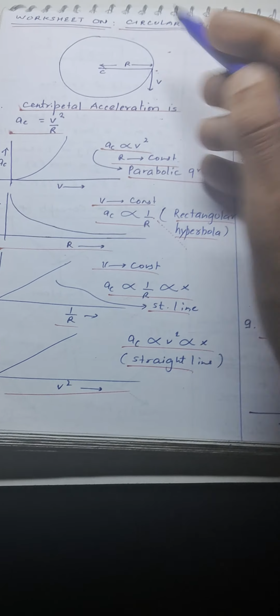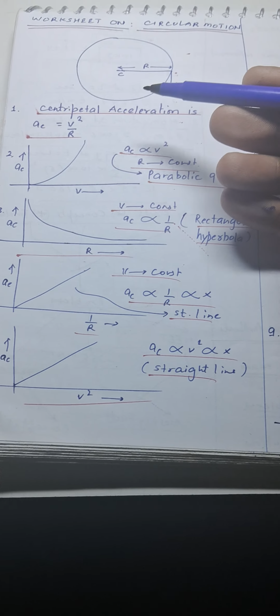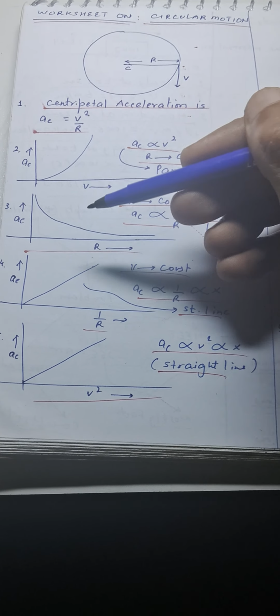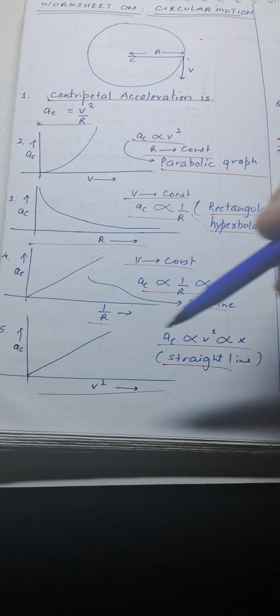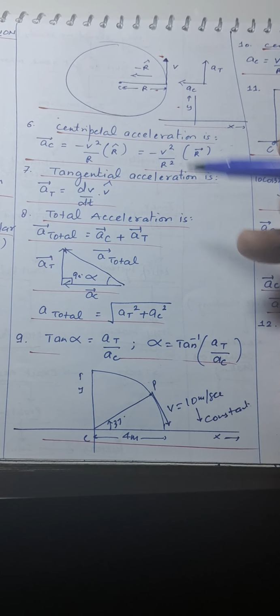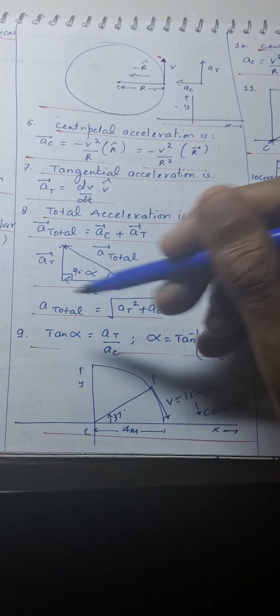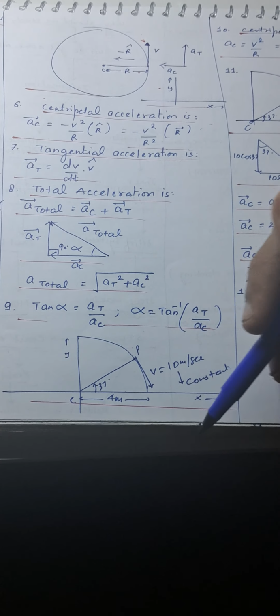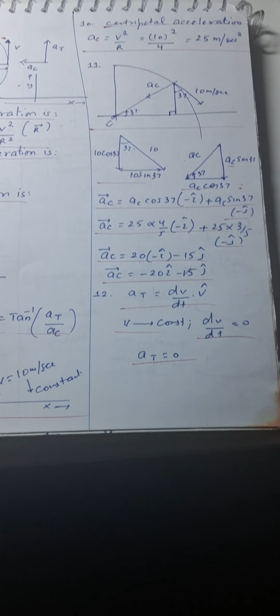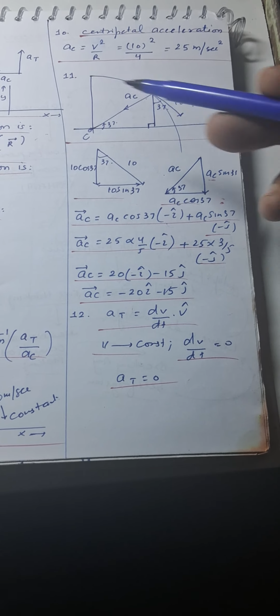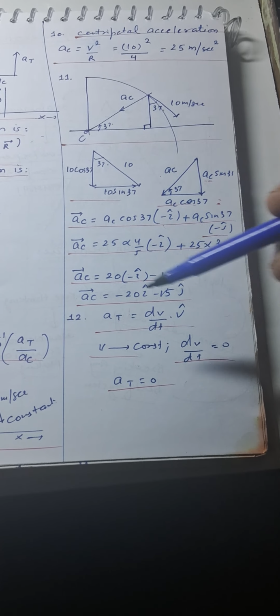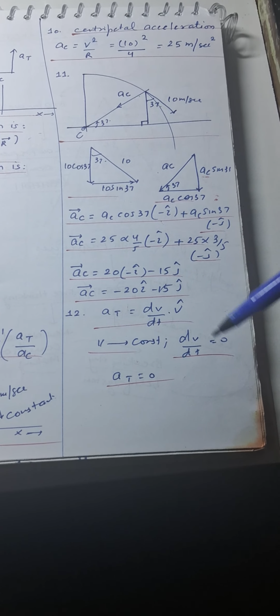Then we have another worksheet on circular motion, on centripetal acceleration, graphical variation with speed, radius, 1 by r, v square. Then in vector form, centripetal acceleration, tangential acceleration, total acceleration, magnitude, angle, then a numerical problem based on that. So calculation of centripetal acceleration, calculation of centripetal acceleration in vector form, tangential acceleration in vector form.